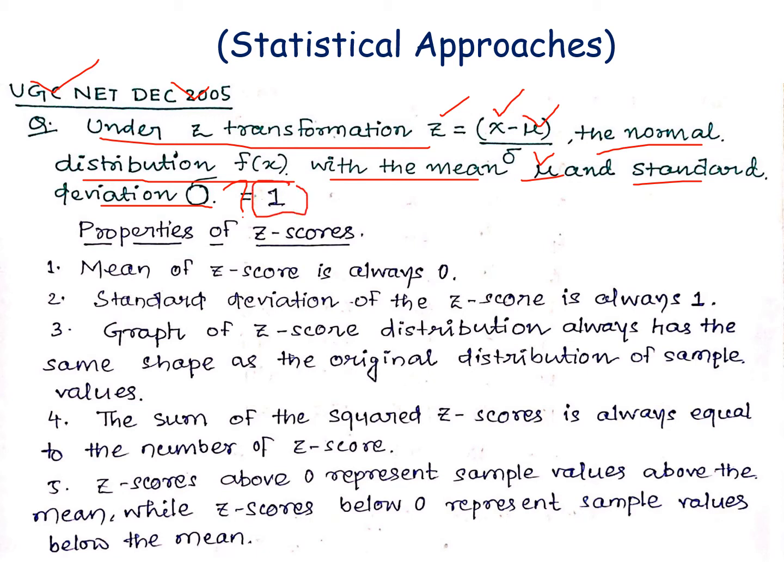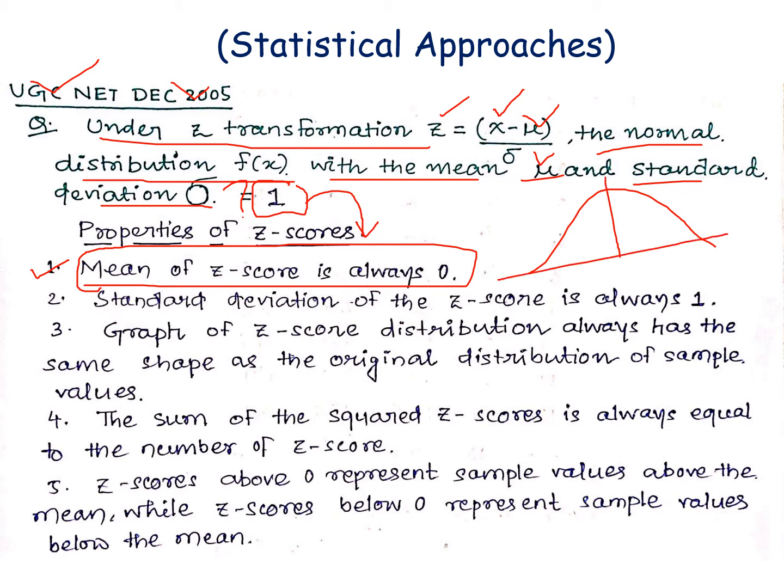So where does it come from? It comes from the properties of the z score. You should remember all the properties of the z score. The first property is that the mean of the z score is always 0. As we know, if this is the normal distribution curve followed by the z, here the mean will always lie at 0. While the standard deviation of the z score is always 1.